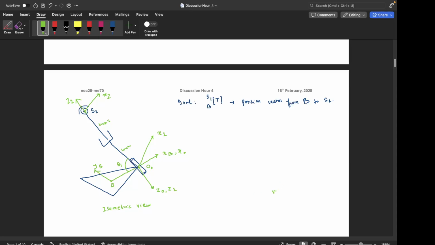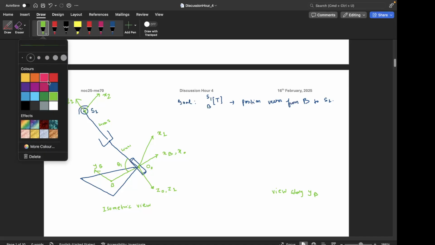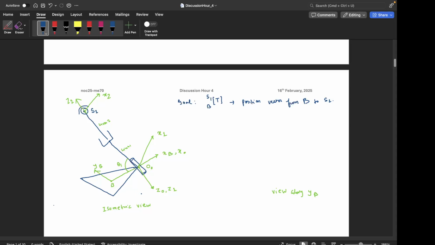Now if I directly view along yb, it would look something like this, right? Viewing along yb means that I am viewing from this side, so directly side on. So this is the plate here, this is the revolute joint, this is point B, this is origin 0. This is xb, x0, and this is x1, and z0 and z1 are coming out of the plane, right?